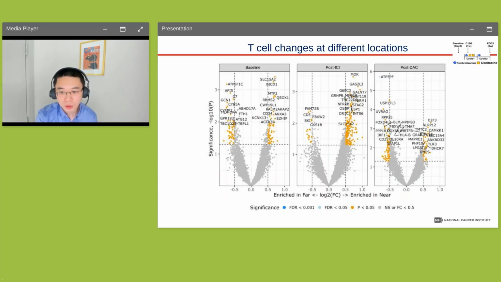And here is the comparison of the different T cell locations at different time points. On the left side is the comparison between the T cells that are far away versus the T cells near the leukemia cells. You can see they harbor some difference, but after the checkpoint treatment, which is the middle figure, you see significant enrichment of multiple genes involved in cytokine and cytotoxicity activity in the T cells near the leukemia cells.